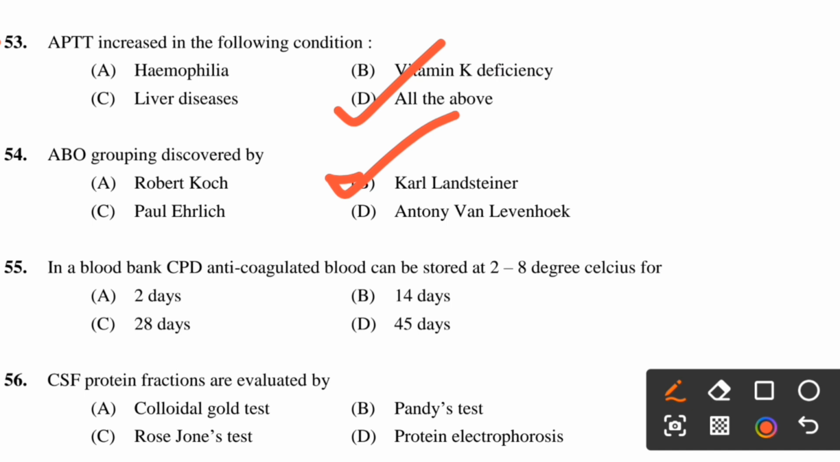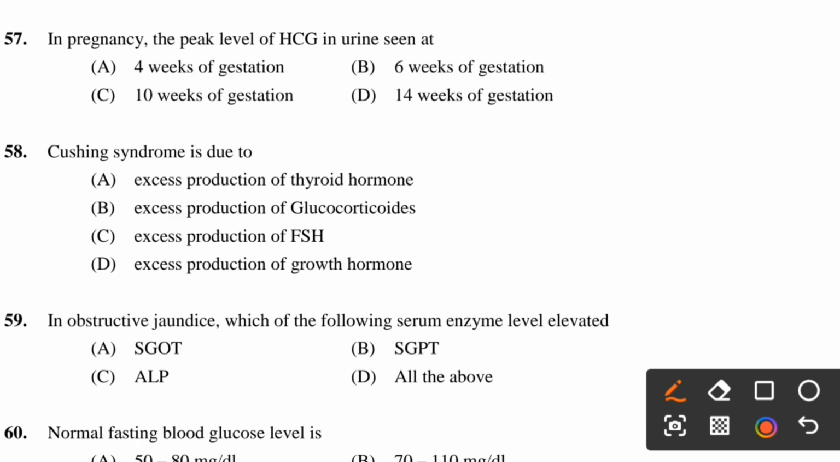Next one, in a blood bank, CPD anticoagulated blood can be stored at 2 to 8 degrees Celsius for: 2 days, 14 days, 28 days, 45 days. Right answer is 28 days. Next one, in pregnancy, the peak level of HCG in urine seen at 10 weeks of gestation. Right answer, 10 weeks of gestation. Next one, Cushing syndrome is due to. The right answer is excess production of glucocorticoids.